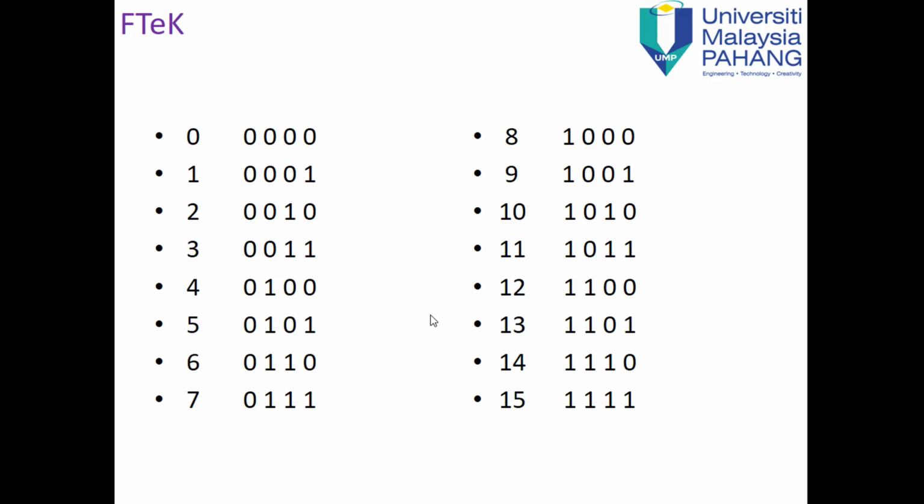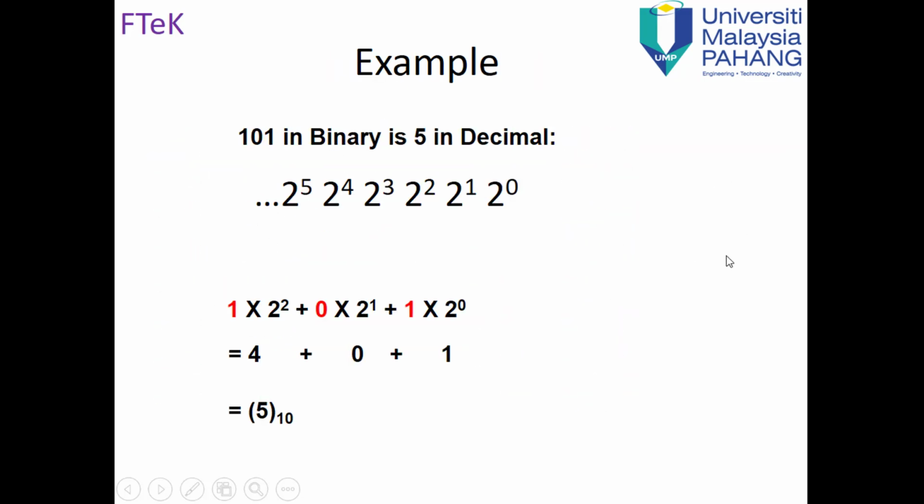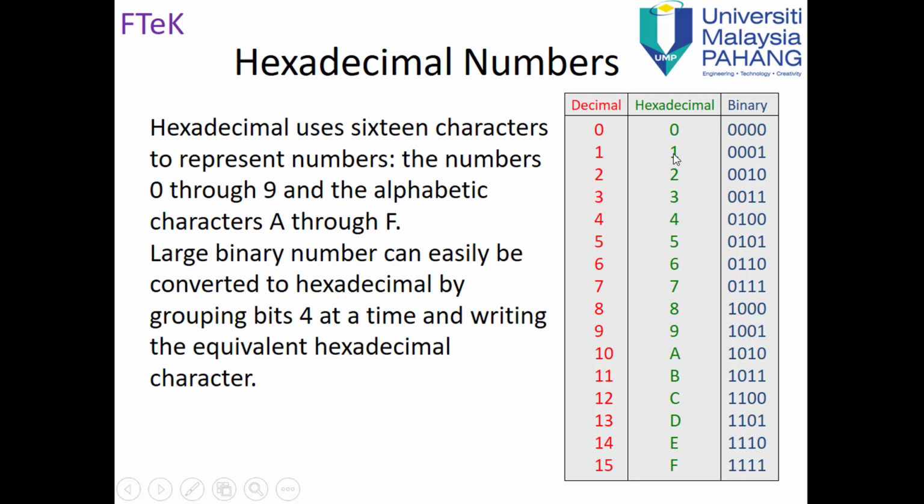We continue until we reach 1111 here. So this 1111 is representing 15. Moving to another base, the hexadecimal numbers. It's the same concept, but now instead of 2 numbers in binary and 10 numbers in decimal, we have 16 numbers. After we reach 9 here, we continue: A is 10, B is 11, C, D, E, F is 15. And this table is showing you the relation between decimal, hexadecimal, and binary.